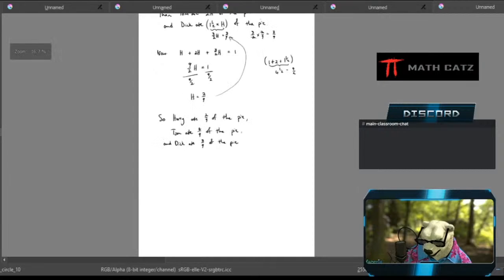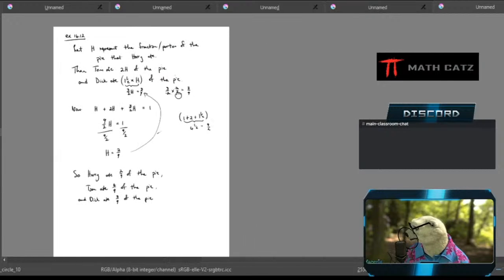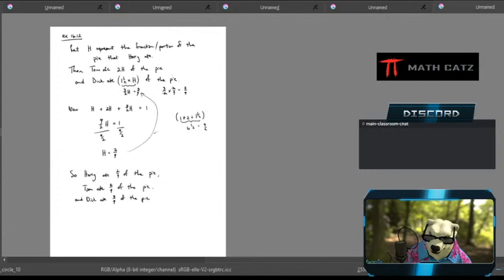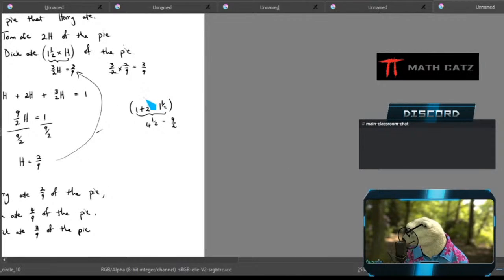Let's zoom out a touch, maybe. Well, that's maybe a bit too much. What's a bit too much zooming? Something in the middle?